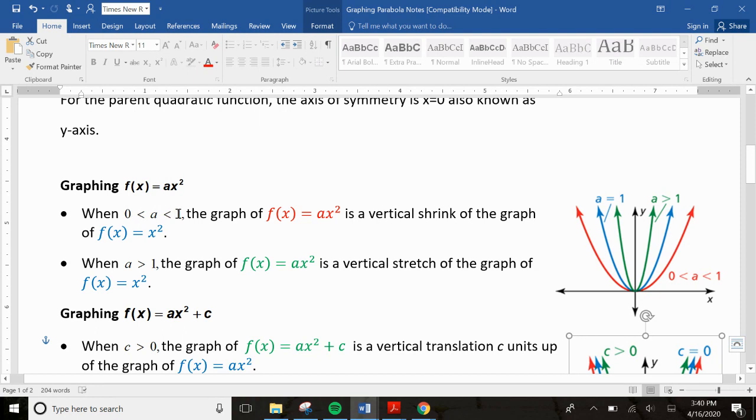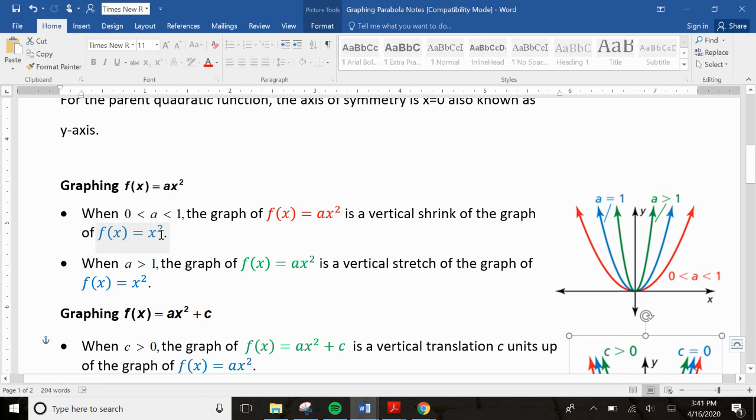So if you think about numbers on the number line between 0 and 1, in other words, we're talking about when a is a fraction. So when the leading coefficient of x squared, when a is a fraction, we're looking at a vertical shrink of the graph of f of x equals x squared. So what does that mean?